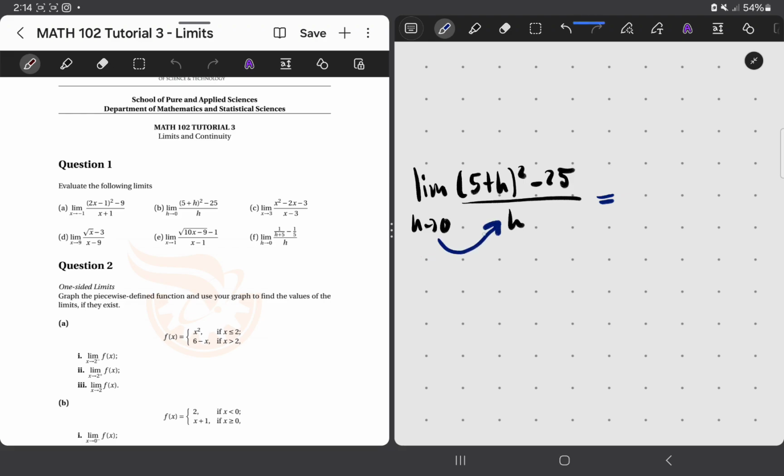We try to check in the denominator. We don't care about the numerator. Whether it becomes 0 or not, we don't care about the numerator. We always test in the denominator. We put 0, we can't have 0 in the denominator. So we have to change something.